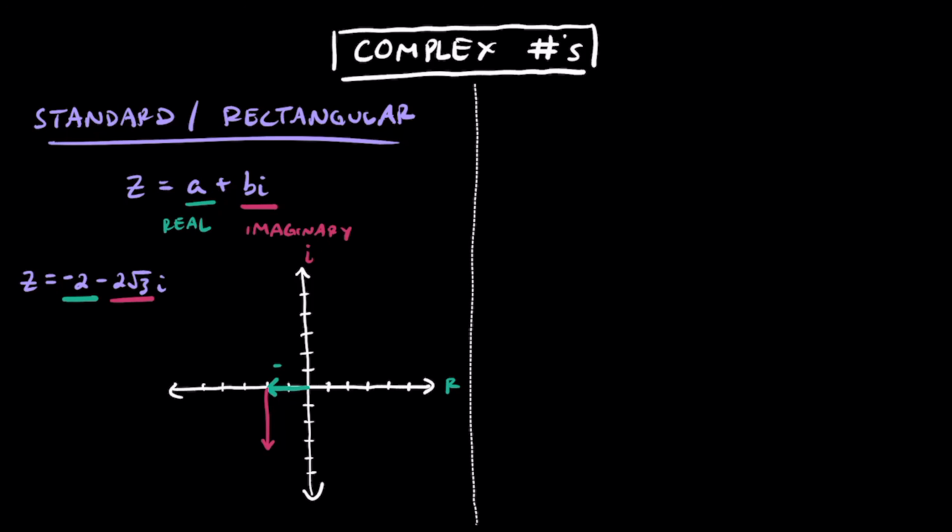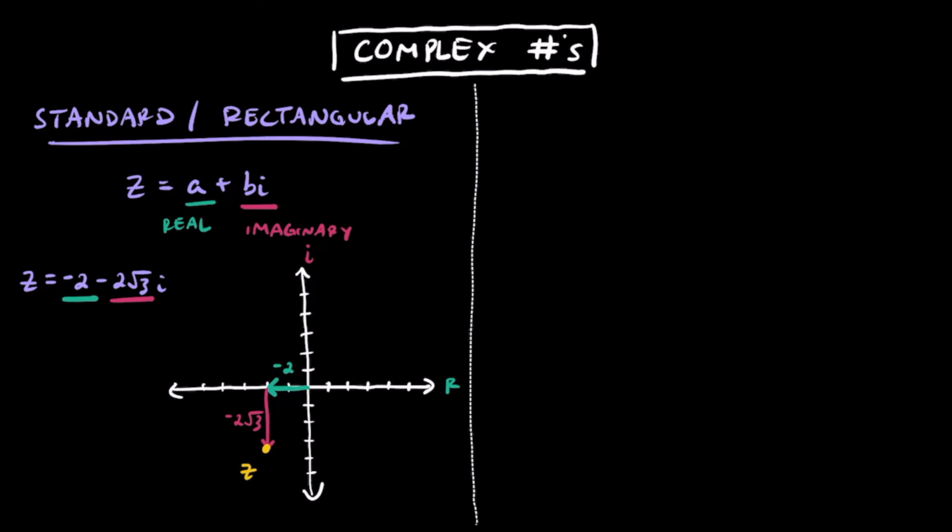So again, just to simplify this a bit, when we're in this rectangular standard form, we're just moving negative 2 units or 2 units to the left, and then 2 root 3 or negative 2 root 3 units down, which is roughly negative 3.5. At this point, you can just put a point here, and we're going to call that our complex number, or z. And that's the visual representation of using standard or regular form of complex numbers.